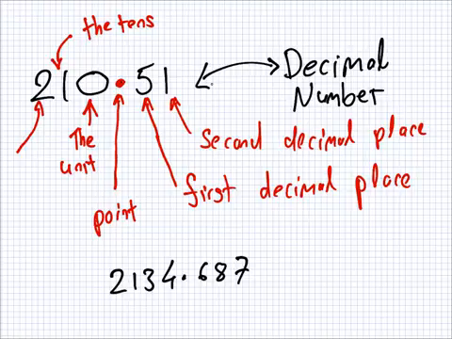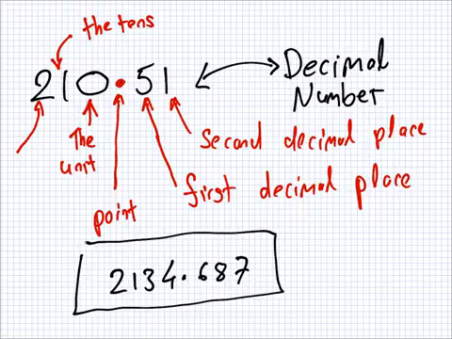If I look at a number like this, what is the thousands? 2. How many units? 4. How many hundreds? 1. What is the second decimal place? 8. What is the third decimal place? 7. Okay, so this is how we can say it in English, the place.